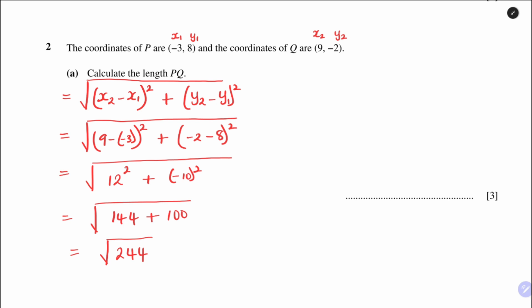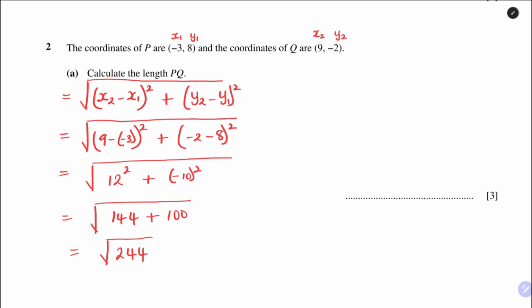Now, if this is a non-calculator paper, this answer will be perfect. You just leave it as it is. But if it's on the calculator paper, you need to evaluate this and put it to the required degree of accuracy. This is what I mean.